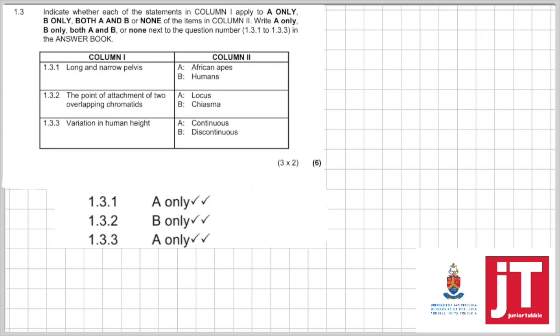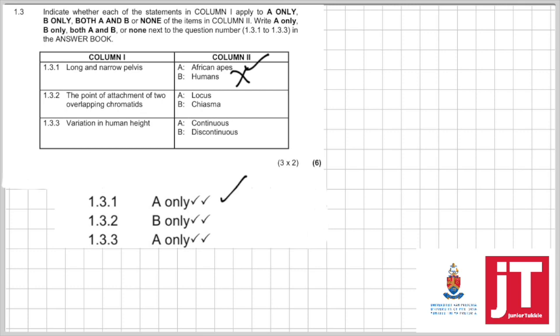Right, 1.3. Indicate whether each of the statements in column 1 applies to A only, B only, both A and B, or none of the items in column 2. Write A only, B only, both A and B, or none next to the question number. Right, 1.3.1. Long and narrow pelvis. Now we know a long and narrow pelvis is in African apes and humans have a short, broad, bowl-shaped pelvis. So our answer is obviously A only.